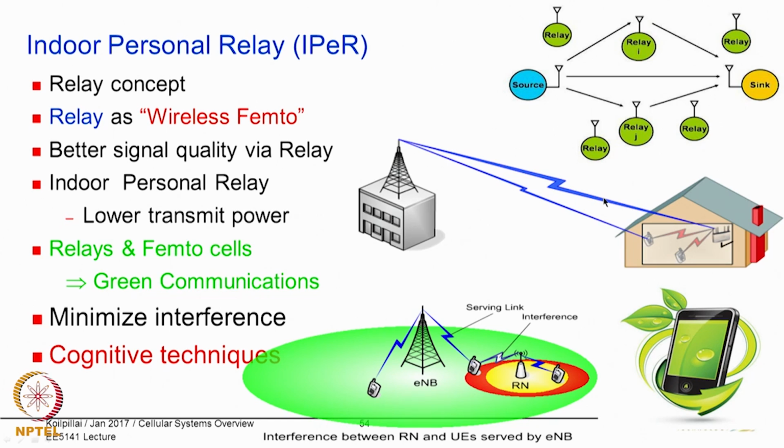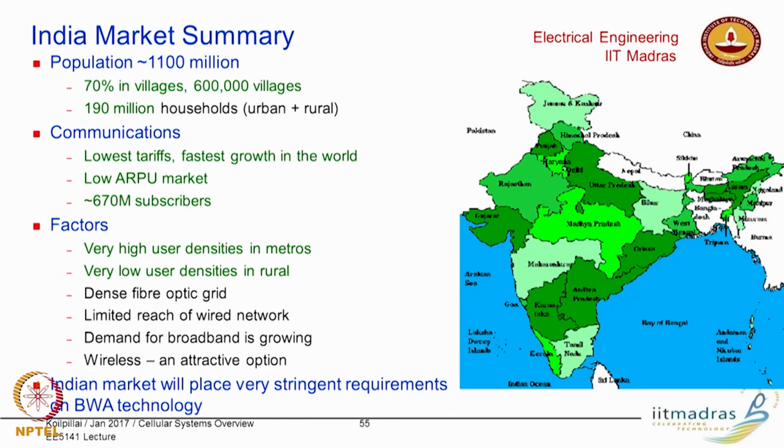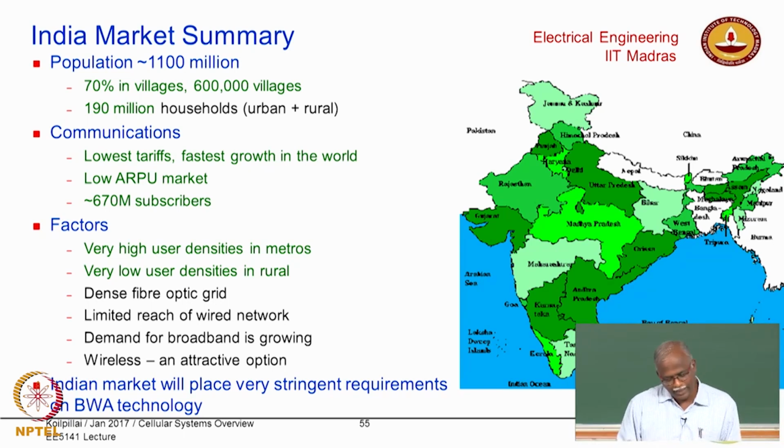I would like to switch gears a little bit. We've talked a lot of technology. Maybe for those interested in the business angle of it, here are a couple of slides which make you think about the opportunity that is ahead of us. Indian market summary: population in the vicinity of 1.1 billion people. About 70% of the population still in villages, spread across 6 lakh villages in India. In terms of households, the number of housing units is around 200 million. You take an average of 5 people per household. Okay? So a very large user base is there in India.